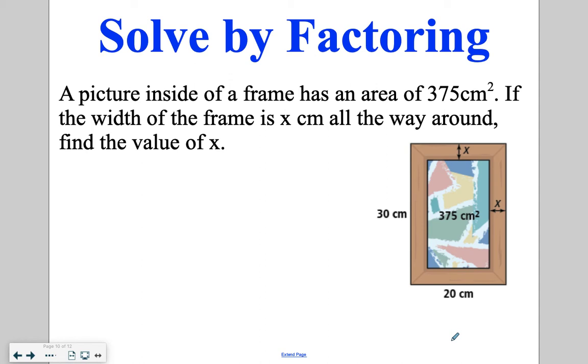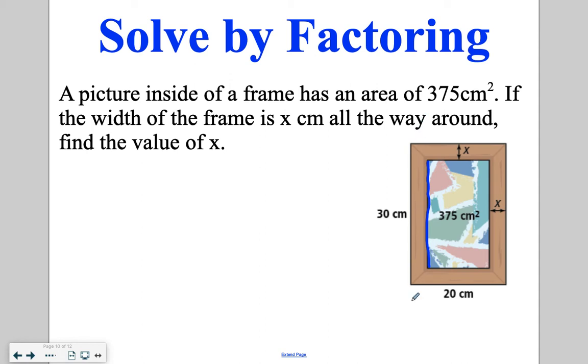So a picture inside of a frame has an area of 375 inches squared. If the width of the frame is x centimeters all the way around, find the value of x. So what we need to do here is set up our equation. We're looking at area of a rectangle, so that means we need base times height. So the area they give us is just for the inside picture.